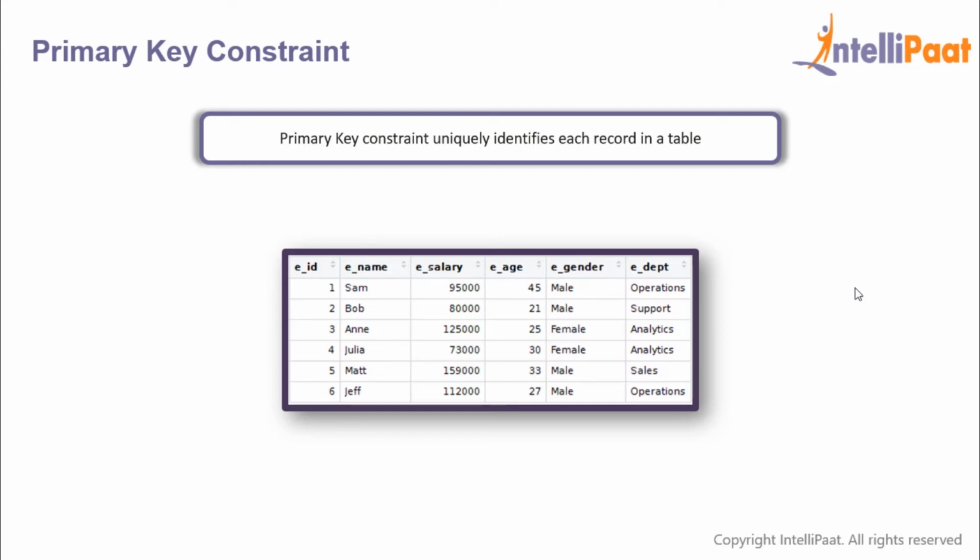So the primary key constraint uniquely identifies each record in a table. Or simply put, it is just a combination of the not null constraint and the unique constraint. So when we assign the primary key constraint to a column, then that column shouldn't have any null values and all the entries should also be unique. For example, if we assign the primary key constraint to the employee ID column, then there should be no null values in this column and all the entries should also be unique.